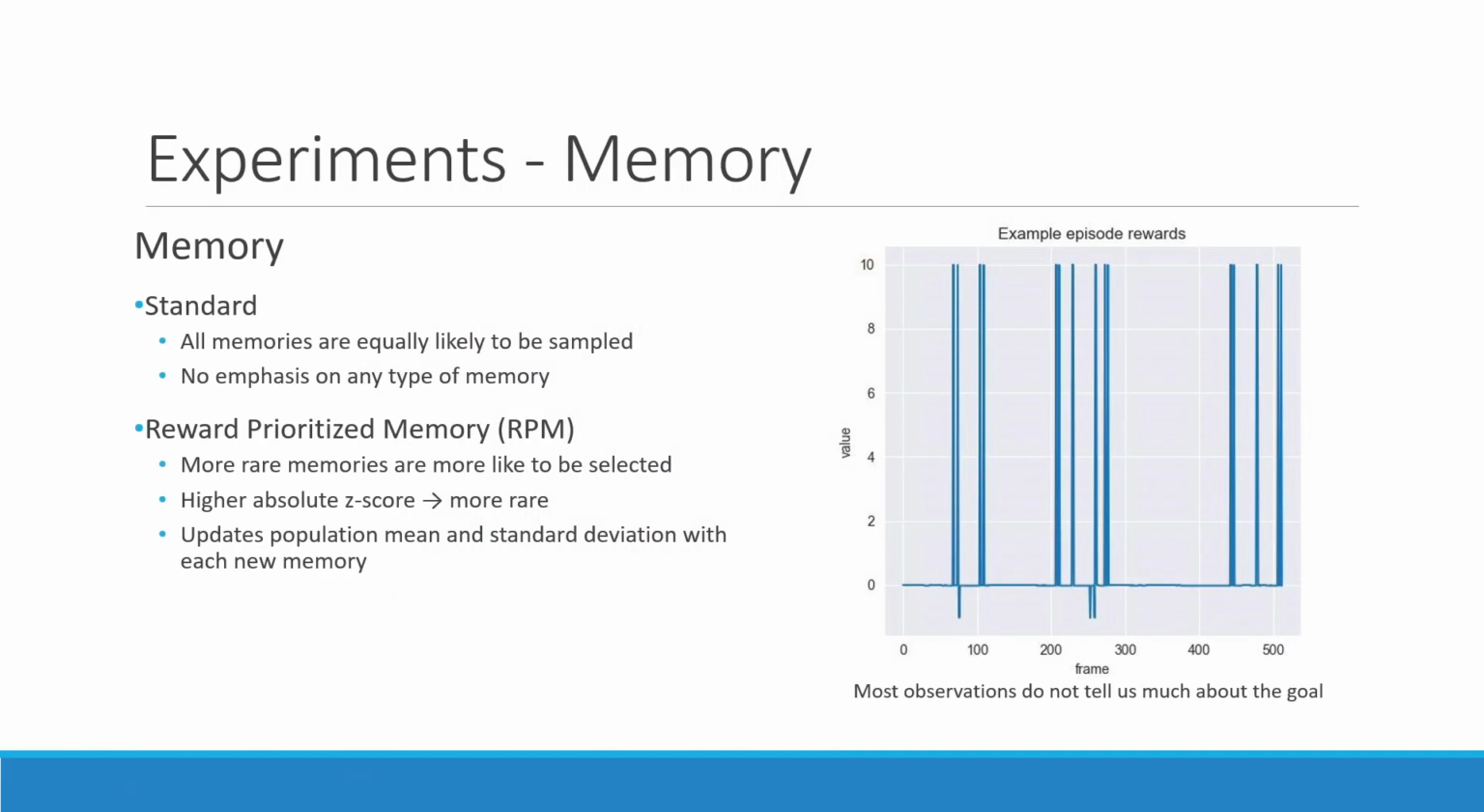First of all, I experimented with different types of memory. We have the standard memory where it just selects an observation at random, and then I have my own type of memory called reward prioritized memory. On the right, we see an example of instantaneous rewards throughout an episode, and you can see there are several high peaks and a couple of low dips, but most of the observations are pretty linear. So my thought was, what if we prioritize the memories that actually yield some kind of reward, and the larger the reward, the more we will prioritize them. And so that's exactly what I did with reward prioritized memory. Rarer memories are more likely to be selected, and that is calculated through developing a Z-score for them.